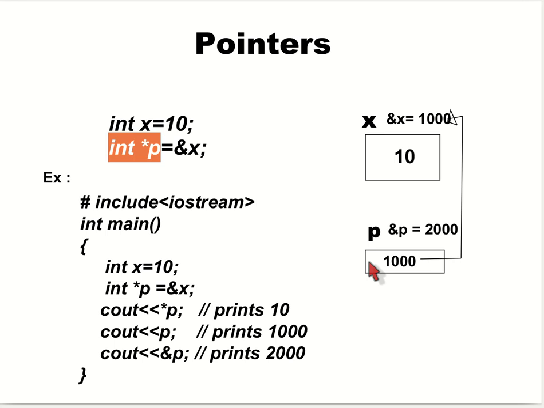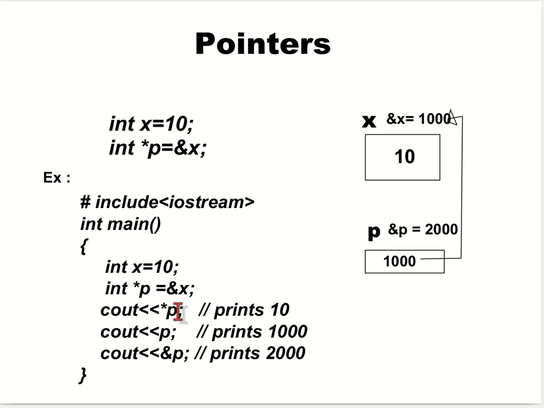So if we have written int pointer P is equal to ampersand x, what will happen? For this P, the int size will be created, and P is equal to ampersand x means ampersand x is 1000, and this 1000 will be loaded here. This pointer P has got an address of 2000. So if this is the case, what will happen in this example?